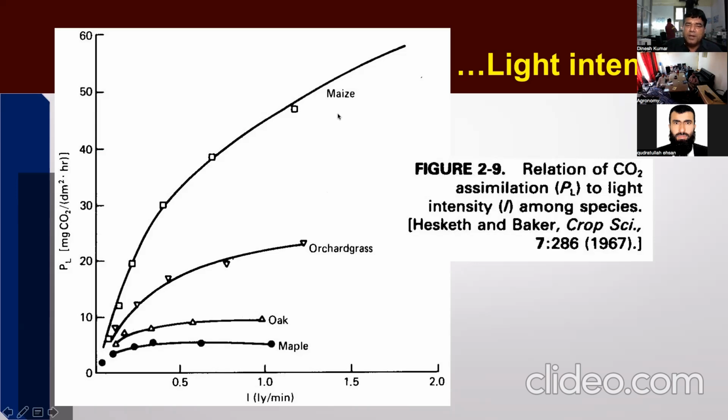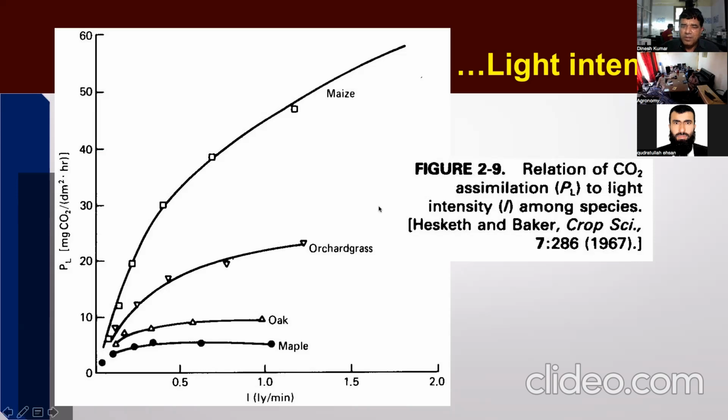But you see the maize plant. It requires much higher light intensity than these plants. Maple, oak, and orchard grass basically belong to a temperate kind of climate. But maize and sugarcane are tropical plants, so their requirement for light intensity is higher than the temperate plants. Is it okay? Is it understood to you?